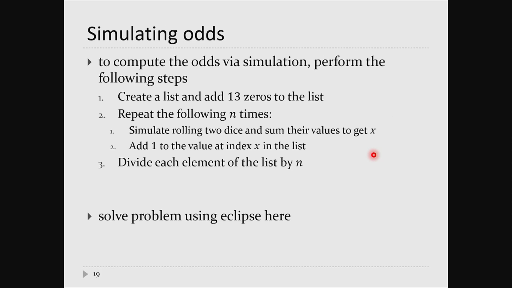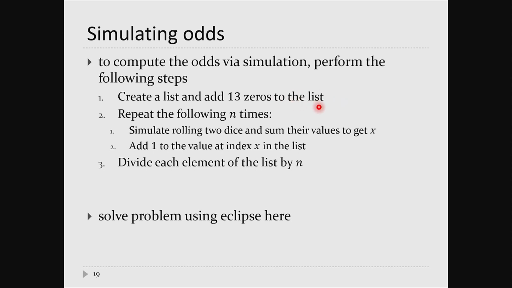Okay, so if I want to compute the odds via simulation, basically you perform the following steps. I want to make a list, and I want to add 13 zeros to the list. Why 13? Because I want the list index at element 2 to be the number of times you roll a 2, and the index at element 12 to be the number of times you roll a 12. If you go up to index 12, that means there are 13 values in the list. So I'm going to stuff 13 values in the list.